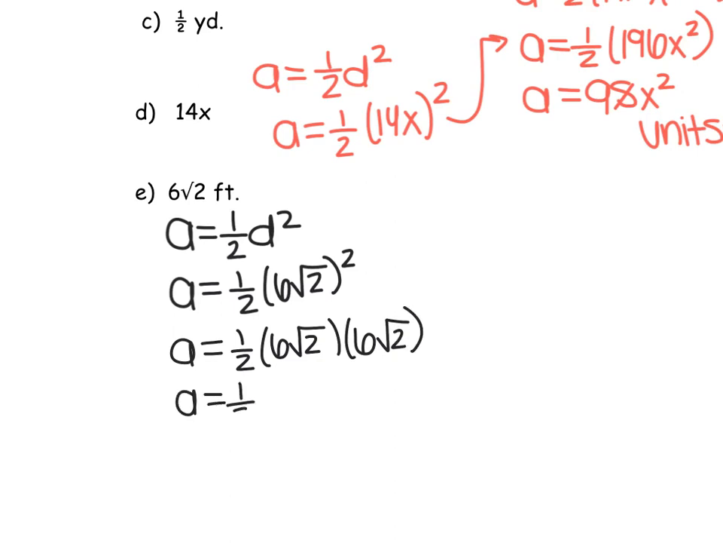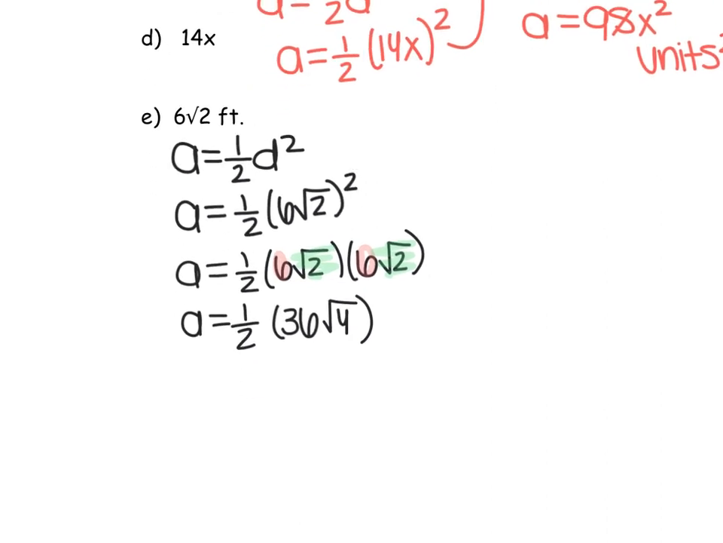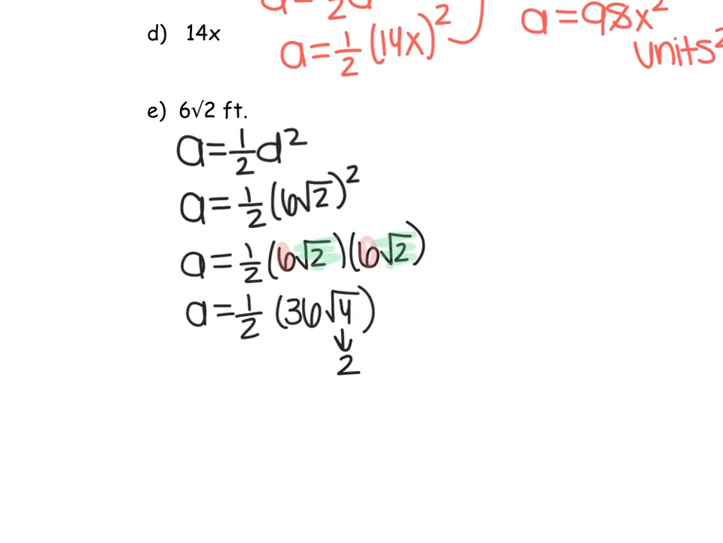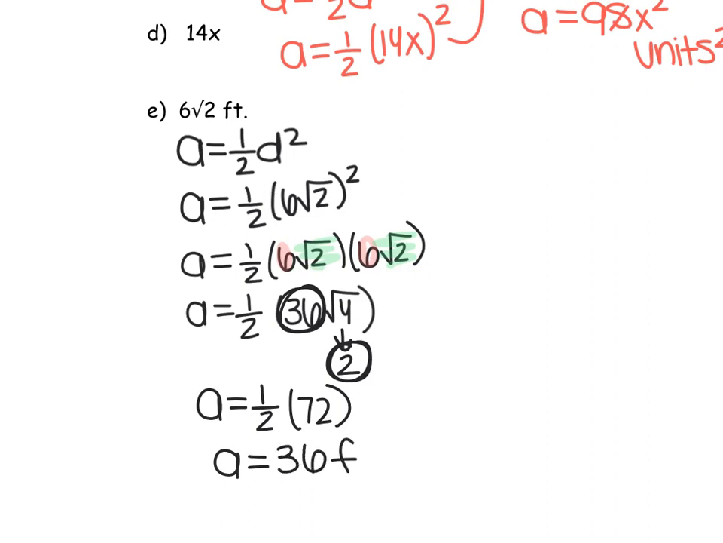Multiply your coefficients: 6 times 6 is 36. Radical 2 times radical 2 is radical 4. Remember that radical 4 is going to simplify to 2. So 1/2 of 36 times 2, which is 72, and half of 72 is going to give you 36 square feet for that one.